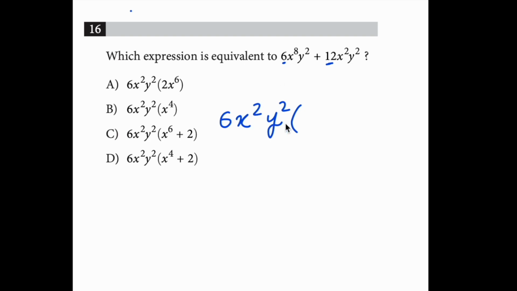x to the power 8 divided by x squared equals x to the power 6 as we subtract the powers. y squared divided by y squared equals 1, plus 12 divided by 6 equals 2. x squared divided by x squared equals 1, and y squared divided by y squared equals 1. So the answer is 6x squared y squared times x to the power 6 plus 2, so the answer is C.